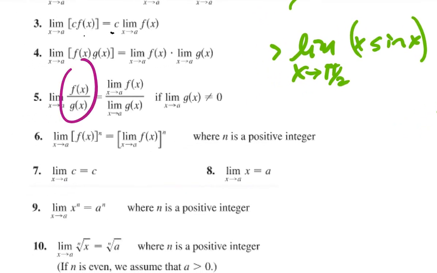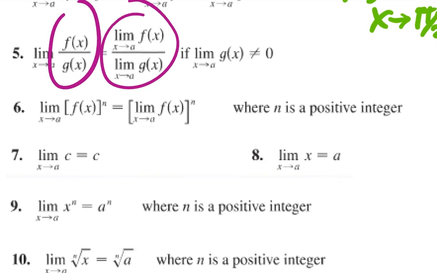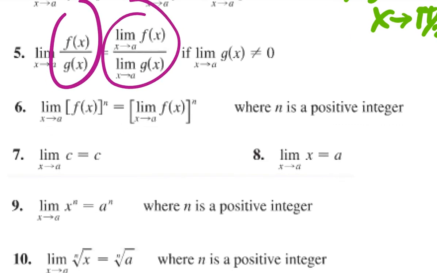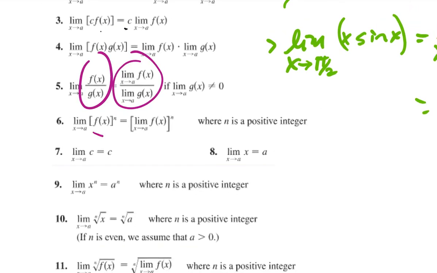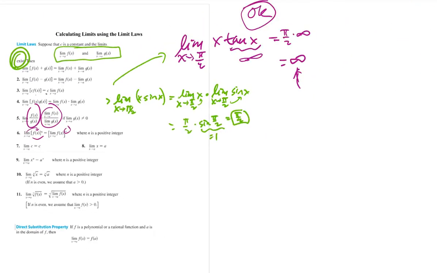The limit of a quotient is the quotient of the limits, so you can distribute it and know it's the top and bottom. This is a big one here. The limit of a function to the n power, you can distribute the limit through and then take the n power into consideration. So that's kind of what we did before. Let me rewrite it over here.